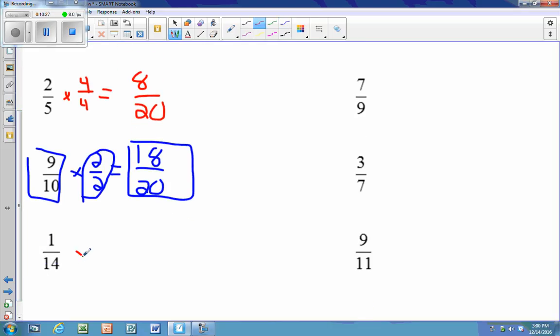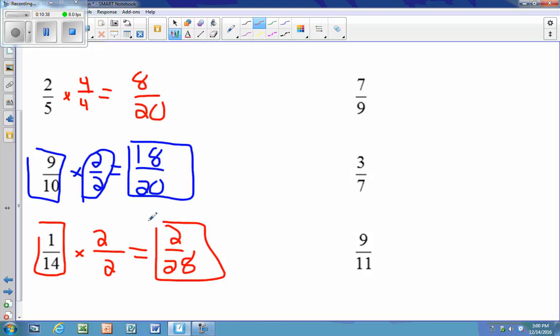1/14, I'm going to multiply it by 2. It's my easiest one to do. It's 2/28. So 1/14 is equivalent to 2/28. And this is equivalent fractions and number lines.